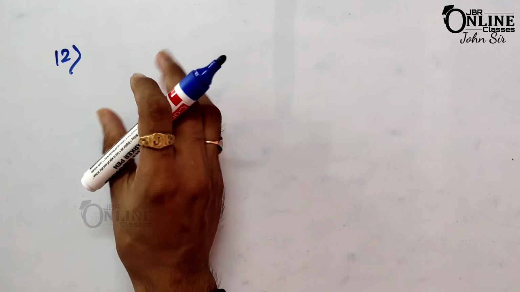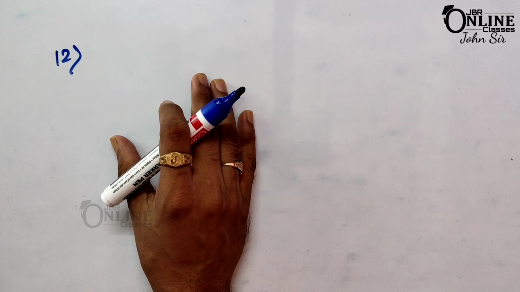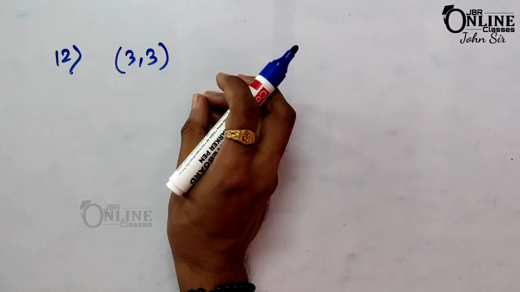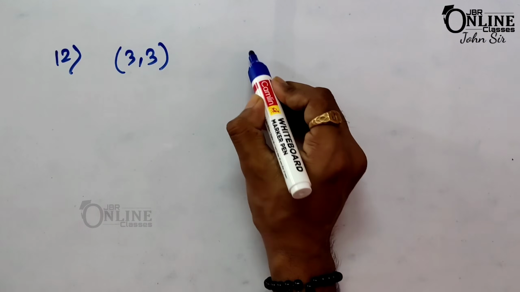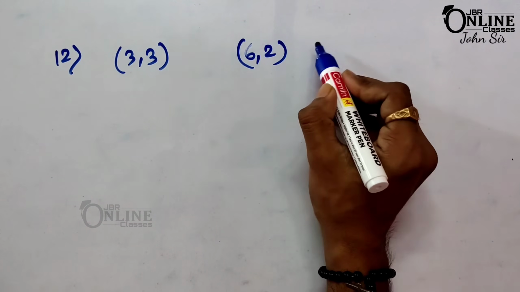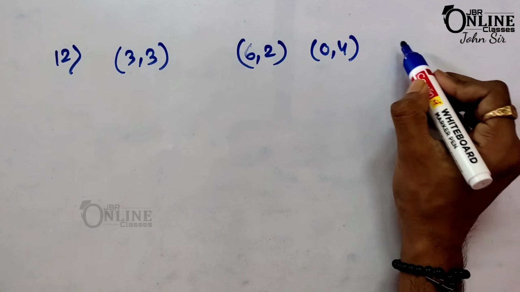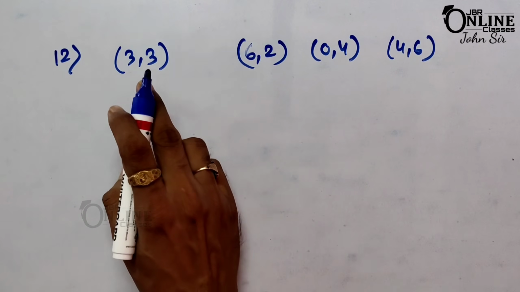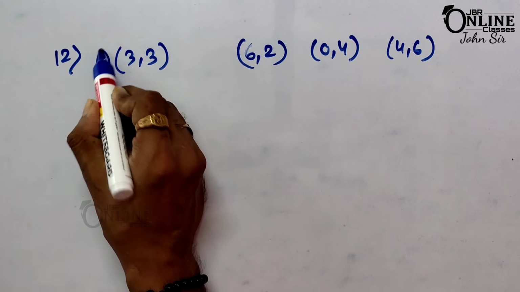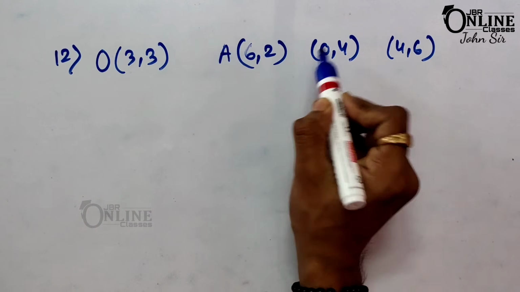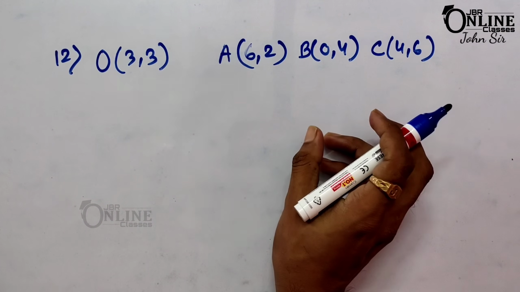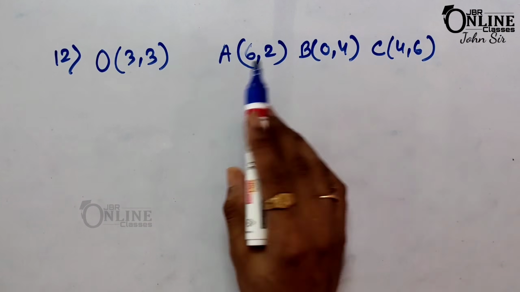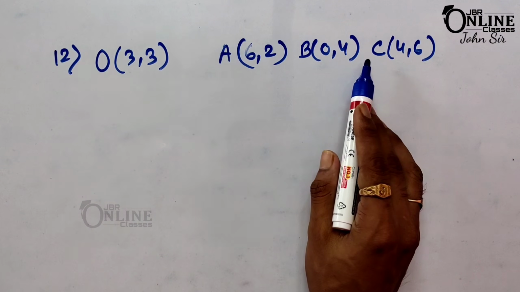So here in sum number 12, using the distance formula, show that 3, 3 is the center of the circle passing through the points. First point is 6, 2, second point 0, 4, and the third point 4, 6. Okay, so this one will be the center. Suppose this one is point O, this one A, this one B, and this one C. As O is the center and the circle passes through the points, that means all the points A, B, C are on the circumference.